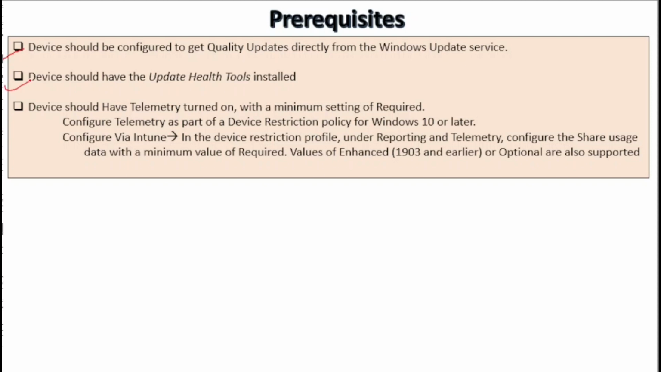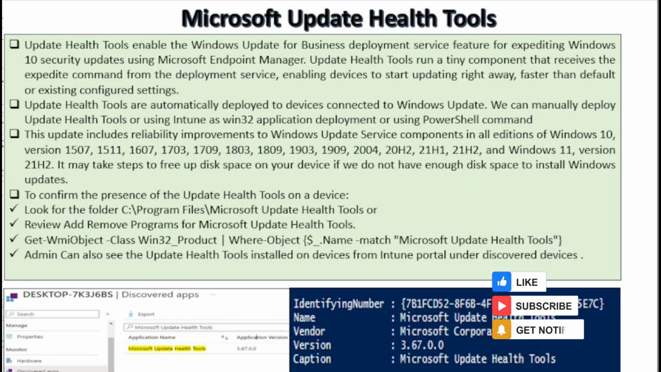The other prerequisites are that the device should be configured to get quality update directly from the Windows Update service. Device should have the update health tool installed, and device should have telemetry turned on with a minimum setting of required. Now let's discuss what is Microsoft Update Health Tools.